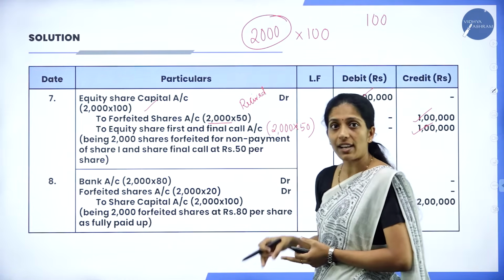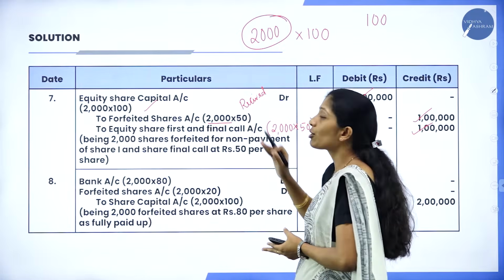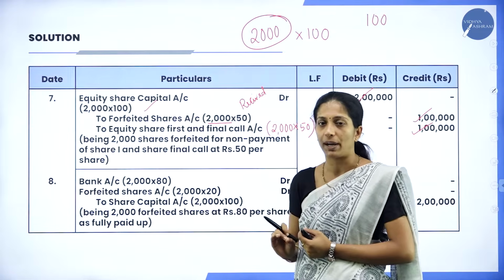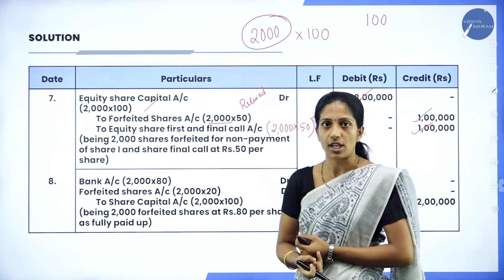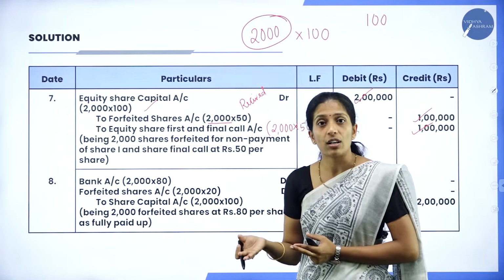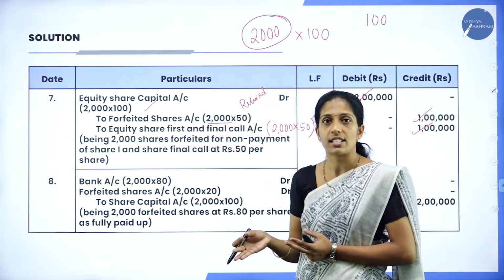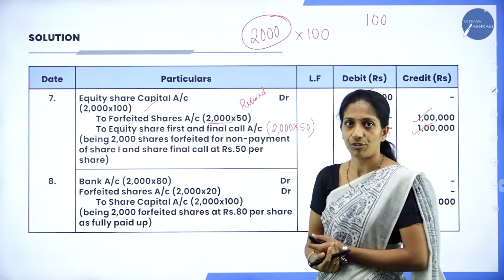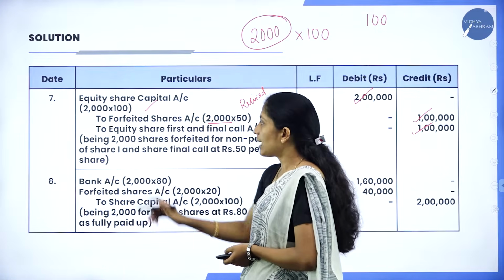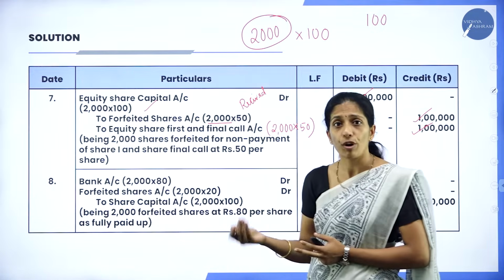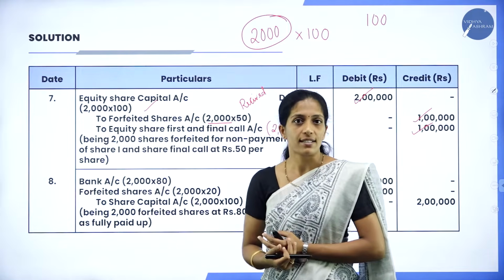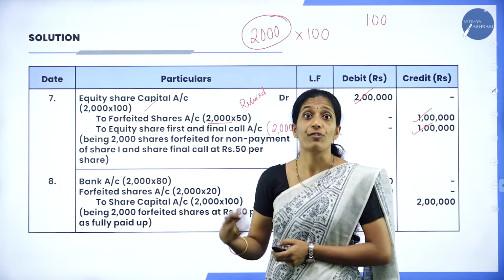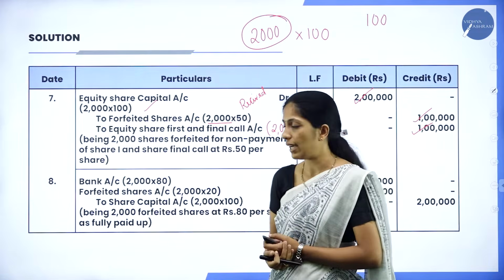But how much have we actually received? 2,000 into 50 rupees we have actually received in application as well as allotment. That goes to forfeited shares account. Next, how much amount have we not yet received on first and final call? That is 50 rupees, 2,000 into 50. So write the narration: being 2,000 shares forfeited for not paying first and final call money. So this will be the forfeiture entry.